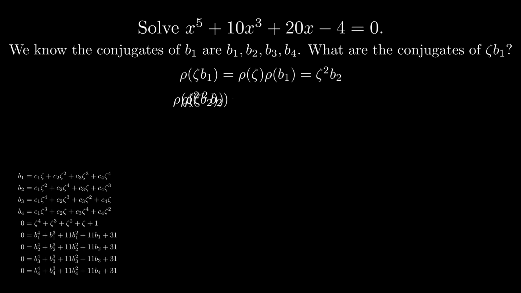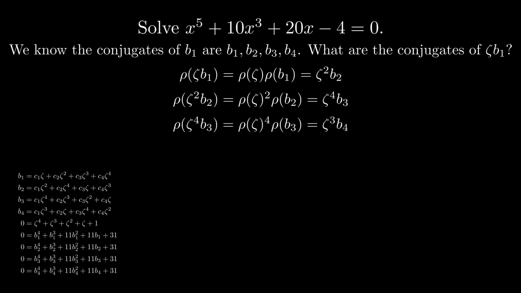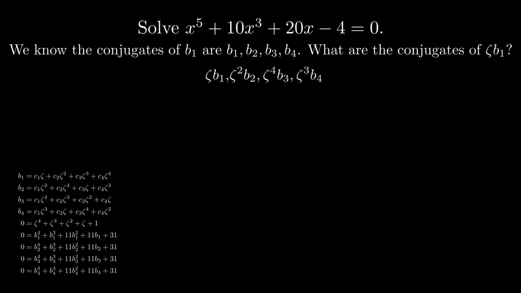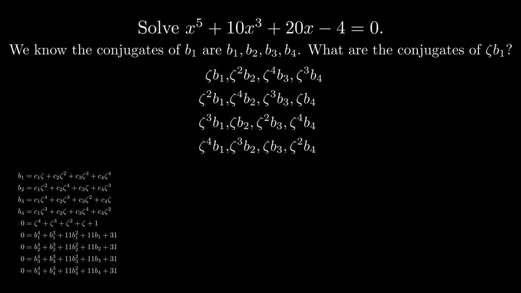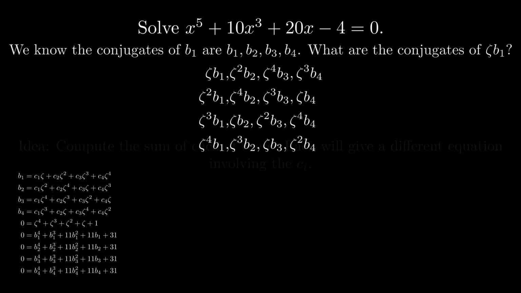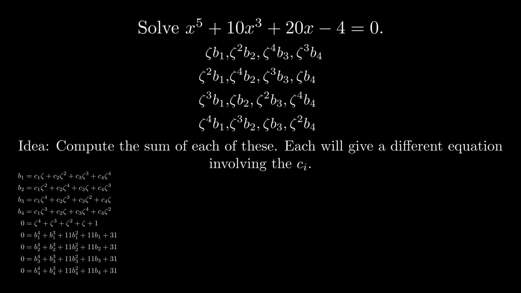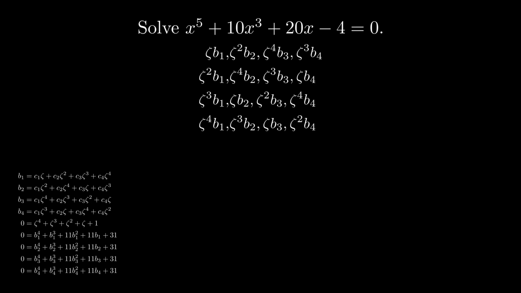Applying it again, we get zeta to the fourth times B3, and one more time gives zeta cubed times B4. So these 4 are conjugates. And similarly, these 4 quadruples are all conjugates. So what? Here's where the idea comes in. We add them. They should all be rational numbers, and each sum equality should give us an equation in the C coefficients. Our old idea comes in again.